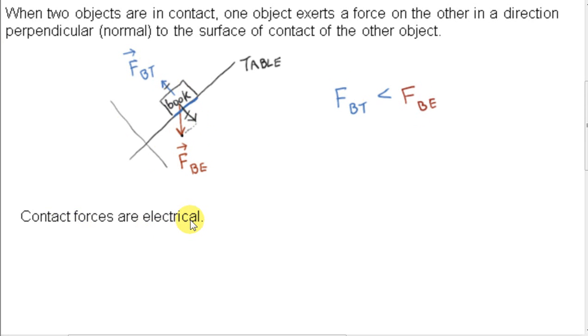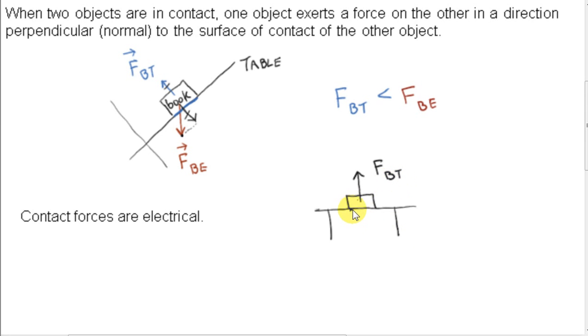Finally, I just want to mention that contact forces between two objects are electrical. Now that does not mean that the two objects are charged. Okay, so when we had the book on the horizontal table, when I say the contact force on the book due to the table is electrical, I don't mean that the book has a positive charge and the table has a positive charge, so they repel each other. That's not the case. The two objects in contact with each other, the book and the table, are electrically neutral.